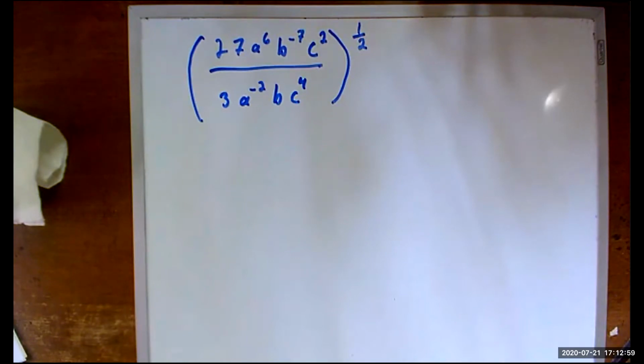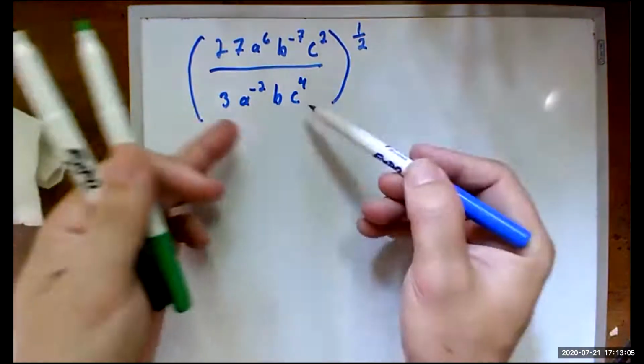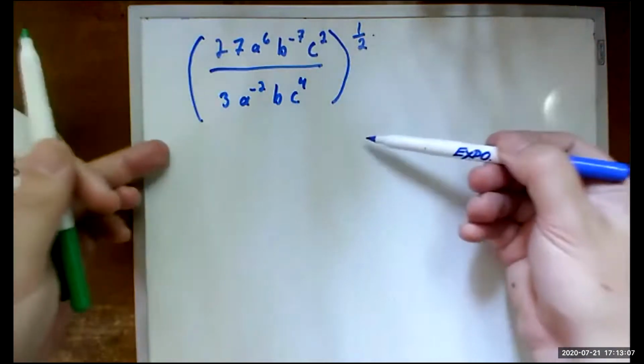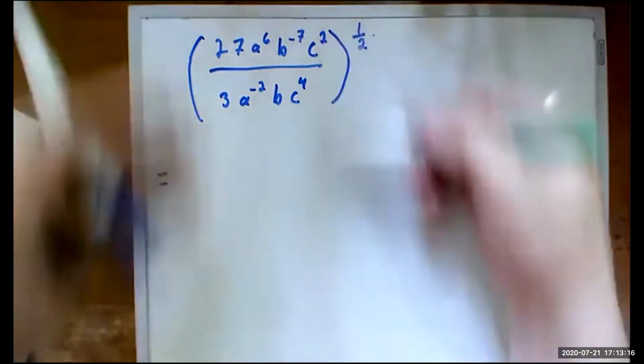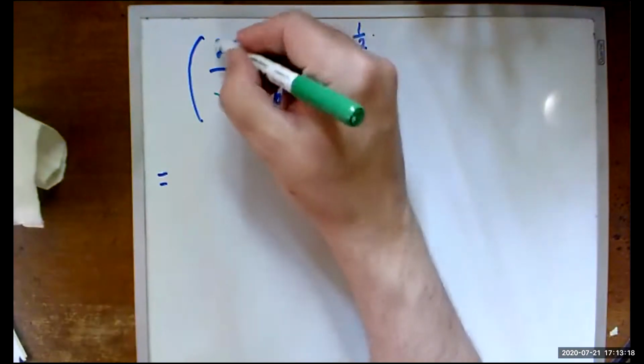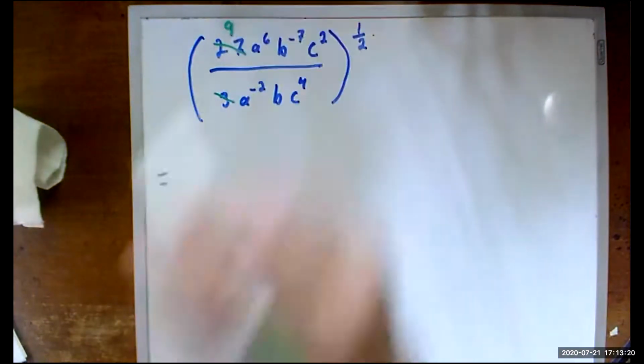For myself, I find it easiest to do everything inside the brackets before trying to apply that external exponent. So what's going to happen is I'm going to work on the inside, and this 1/2 is just going to carry down until we're ready to use it. So what can I do to make my life easy to begin with? I'm going to simplify top and bottom. 3 goes into 27 9 times.